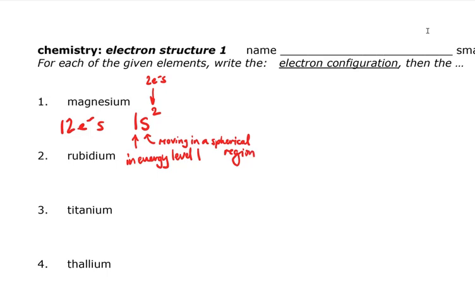1s2 tells us that there are 2 electrons moving in a spherical region in energy level 1, or at that distance closest to the nucleus that we call energy level 1. Okay, so that's the first 2 electrons. Magnesium has 12 though. So what about the other 10?